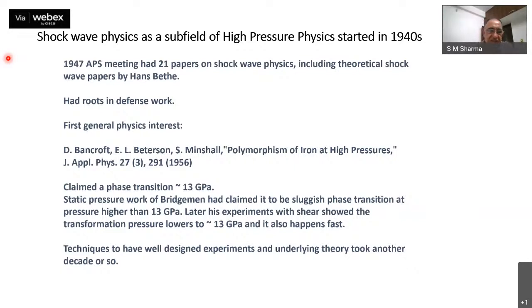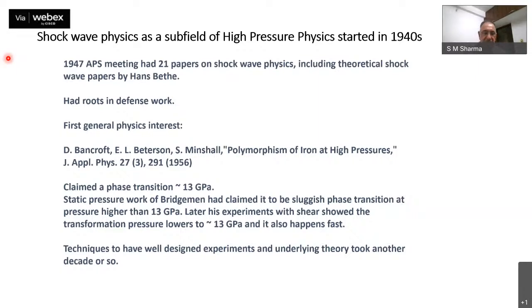So Bridgman revisited his experiments and found out that his static pressure scale was wrong. He did find that the transformation does indeed take place at about 13 GPa. However, it takes several days before the transformation is completed, and therefore ruled out that what the shock people observed at 13 GPa was the same phase transformation. However, his later experiments in which he introduced shear showed the transformation indeed can happen very fast and at 13 GPa. So that is the first time, with this controversy about the phase transformation in iron, which brought the shockwave physics into the mainstream of physics.